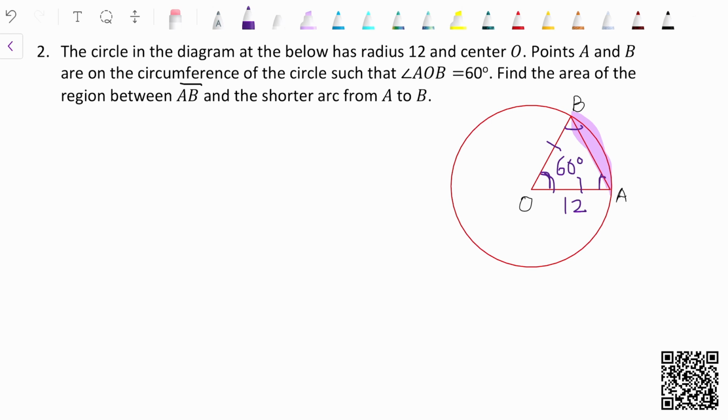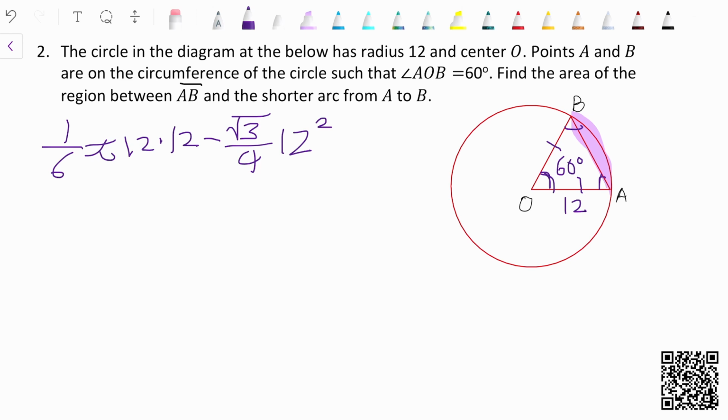This means that if we find 1/6 of the circle's total area minus the right, not the right triangle, why do I keep saying right triangle? The equilateral triangle, we can find out the area of our highlighted region. Therefore, 1/6 of pi times 12 times 12, which is 1/6 of the circle's area, minus our equilateral triangle's area, so like the formula I just talked about 4 seconds ago, square root of 3 over 4, and since this is 12, so 12 squared.